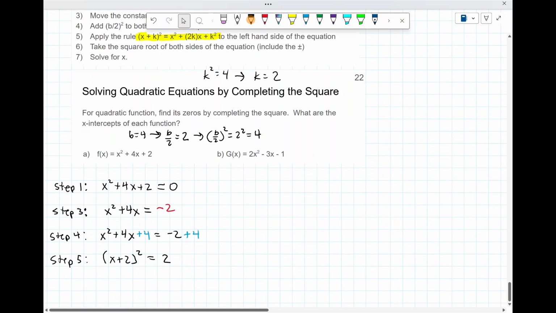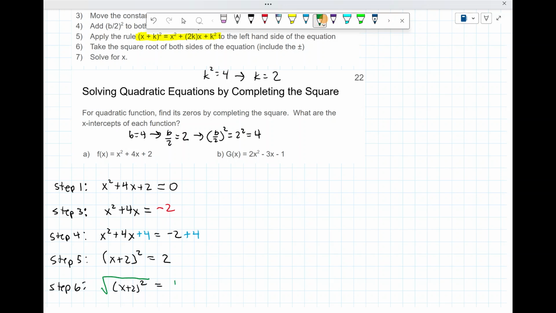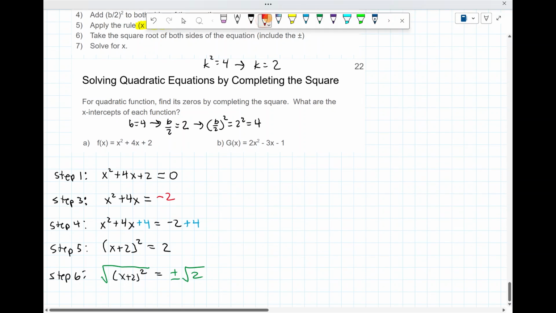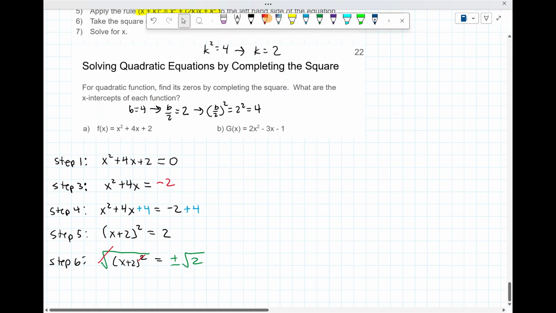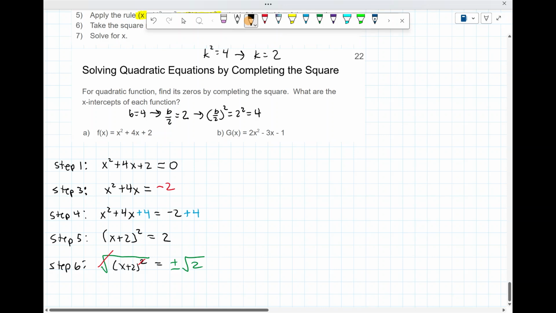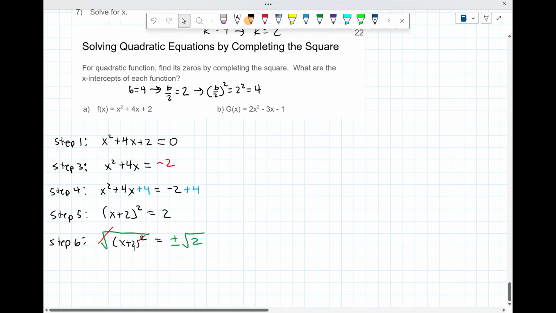Next, we take the square root of both sides of this equal sign. And make sure, when we take the square root of the other side, that we put a plus or minus in front of it. The square root and the square cancel each other out. Those are inverse functions. And now we're going to solve for x. So we're left with x plus 2 is equal to plus or minus the square root of 2.